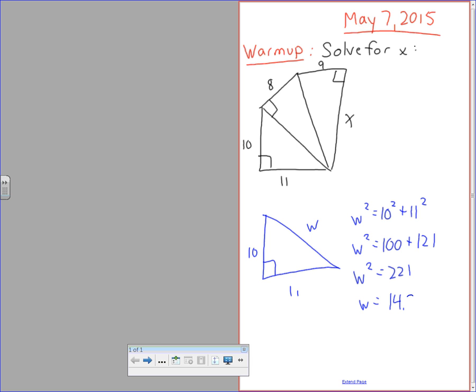14.87? Okay. Now, I feel good about that answer because that's the biggest side. Okay, so definitely when you do this, 10 and 11 are going to be shorter, and 14.87 will be, in fact, the biggest. Okay?